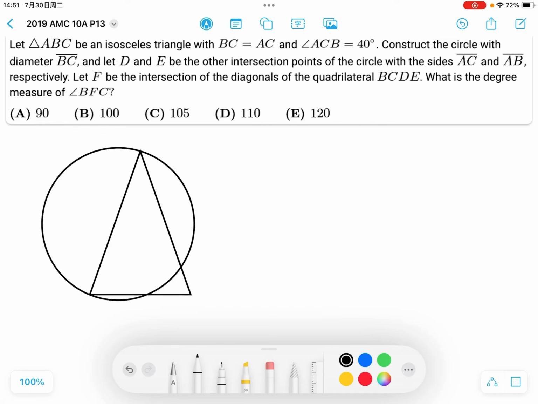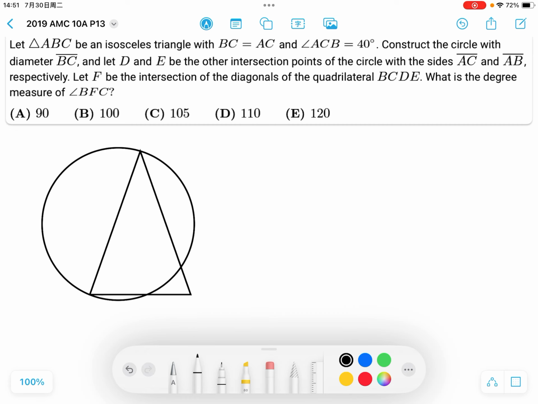So this problem is 2019 AMC 10A, problem 13. Let triangle ABC be an isosceles triangle with BC equals AC and angle ACB equals 40 degrees. Construct the circle of diameter BC and let D and E be the other intersection points of the circle with the sides AC and AB, respectively. Let F be the intersection of the diagonals of the quadrilateral BCDE. What is the degree measure of angle BFC?